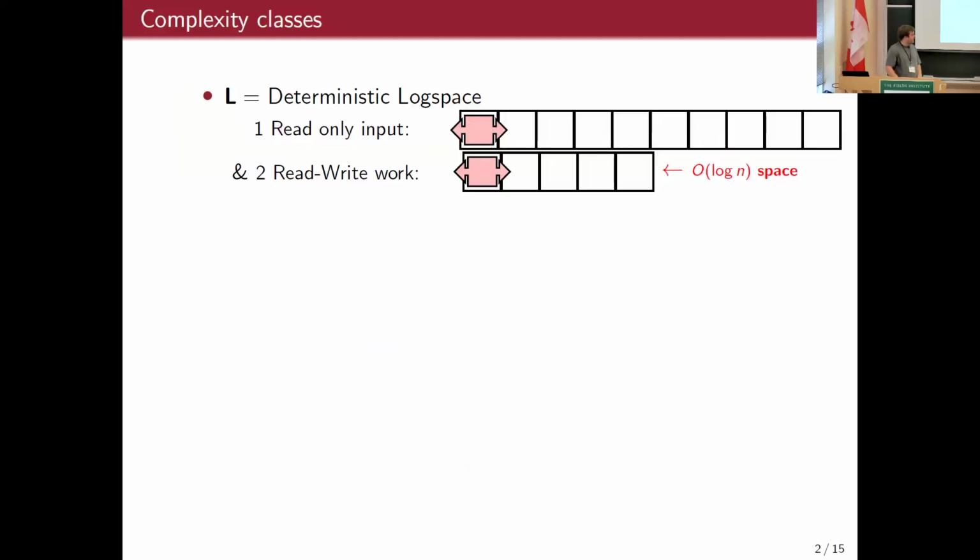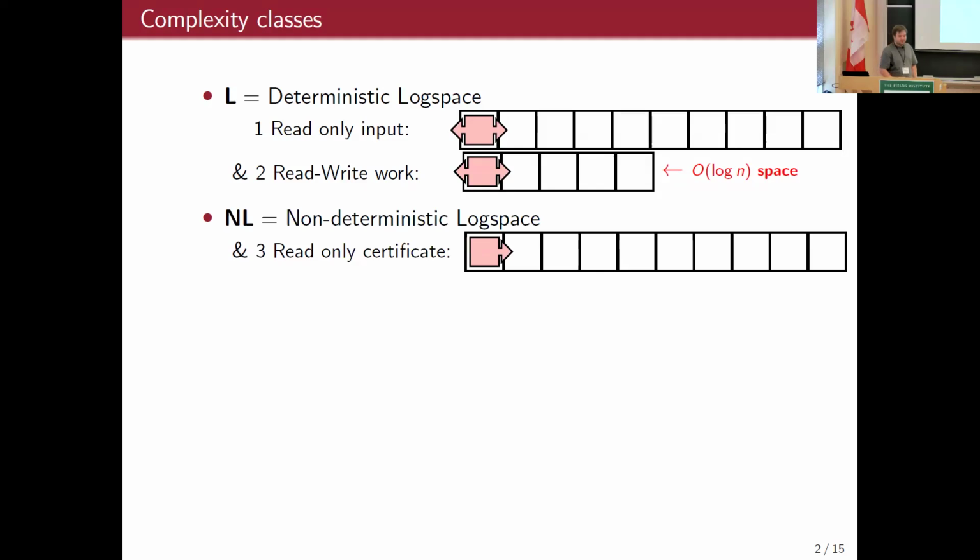Let me start by defining all of the complexity classes appearing in my talk. In contrast to UPenn, I will not use circuits for my definitions, but Turing machines. So let's start with deterministic log space. One way to define it is as all the decision problems that can be solved by a Turing machine that has access to two tapes, a read-only input tape and a read and write work tape, where the space restriction only counts for the work tape.